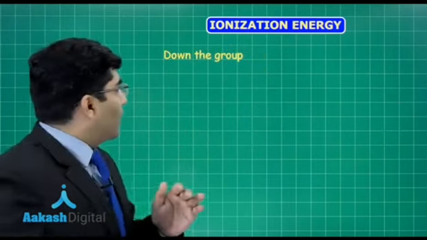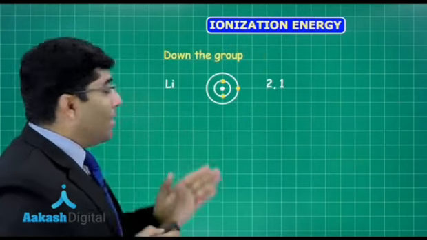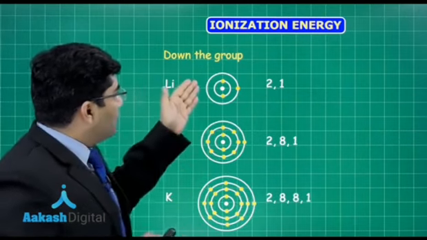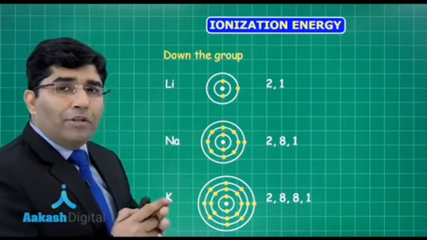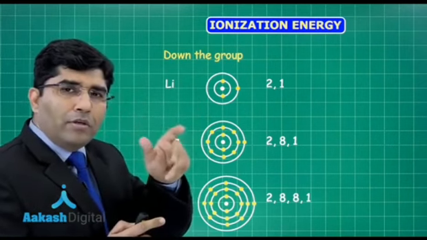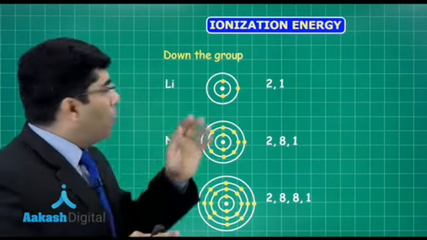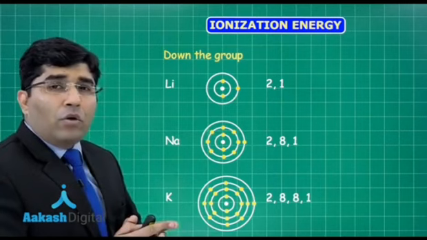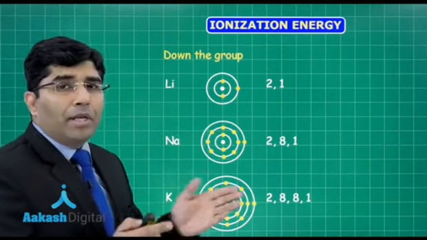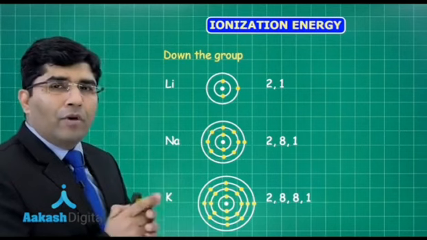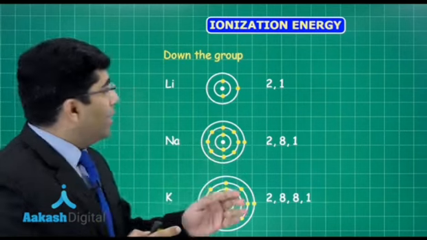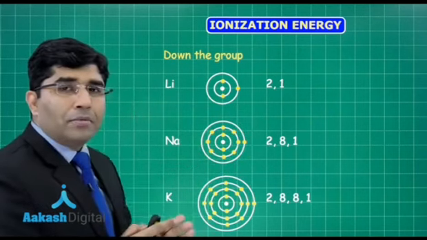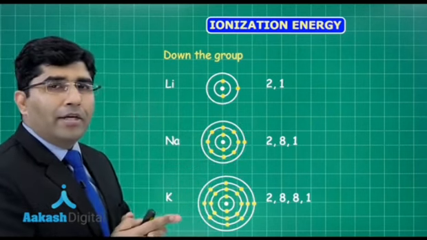So let us see what happens. Down the group, taking the same example of lithium, sodium and potassium, you can see that in the case of lithium, there are only 2 intervening electrons which try to shield the outermost electron. In the case of sodium, there are 10 electrons. In the case of potassium, there are 18 electrons. And one more thing, the number of shells is increasing. The valence electron is going far away from the nucleus. That's why ionization energy decreases.